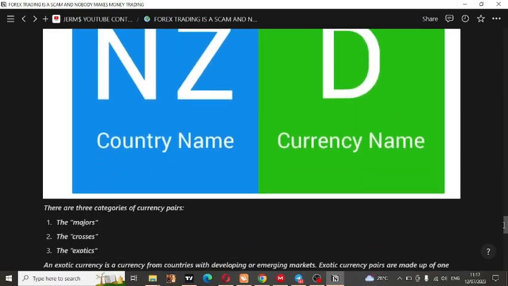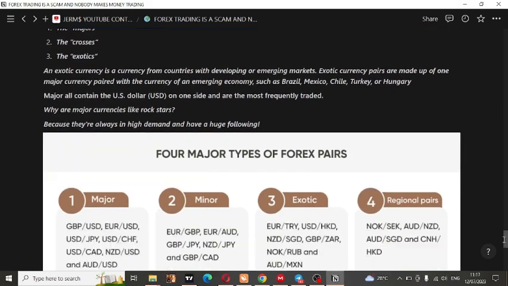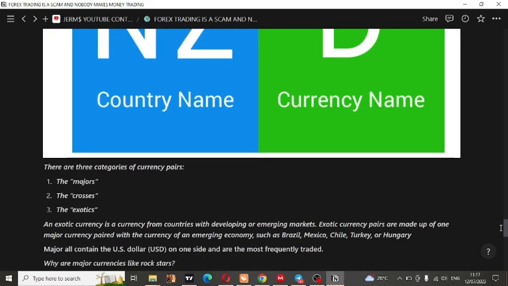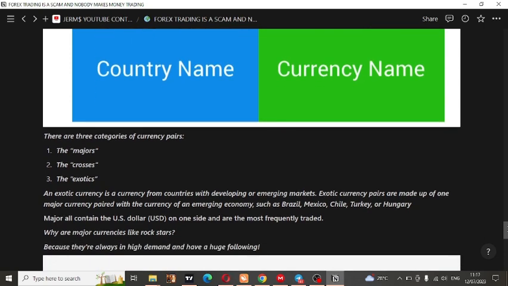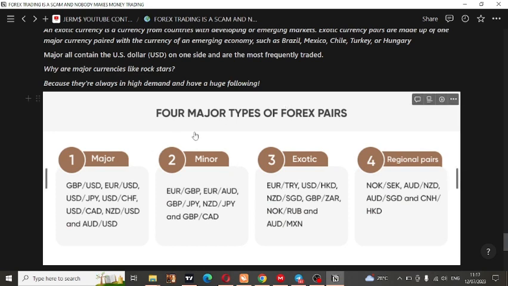Yeah, the last one you can also look at is the minor pairs. The minor pairs, they are from two developing countries. But don't forget, just focus on the major pairs and the minor pairs. So let's look at some examples. Just like you can see here, these are the four major types of forex pairs. You have the major pairs.